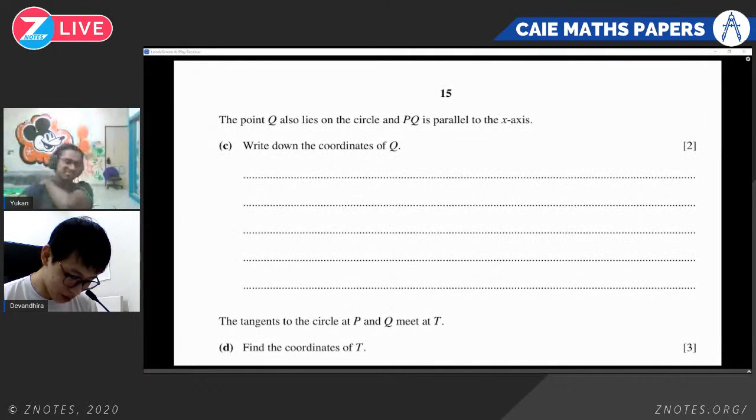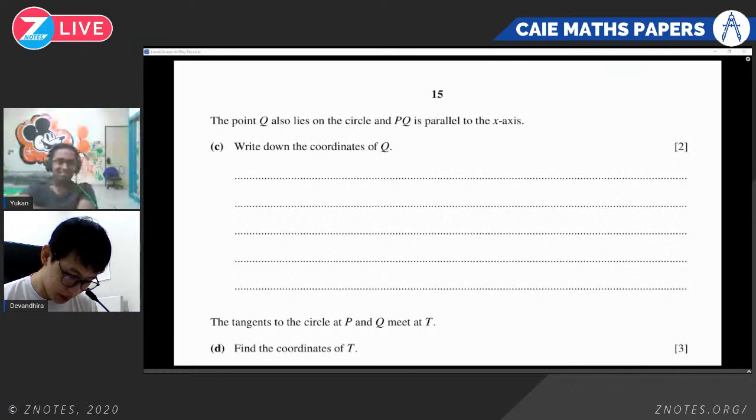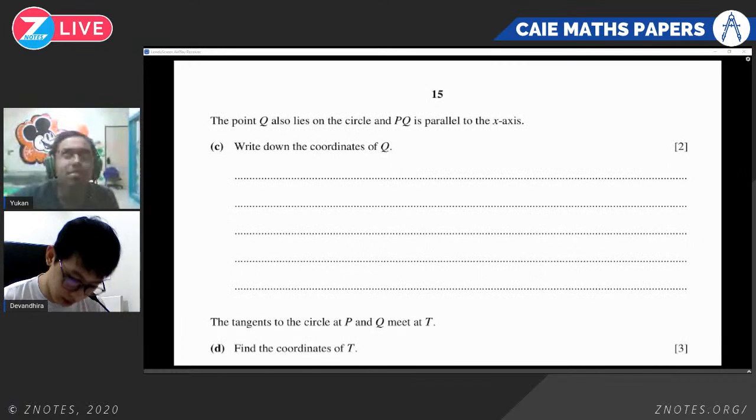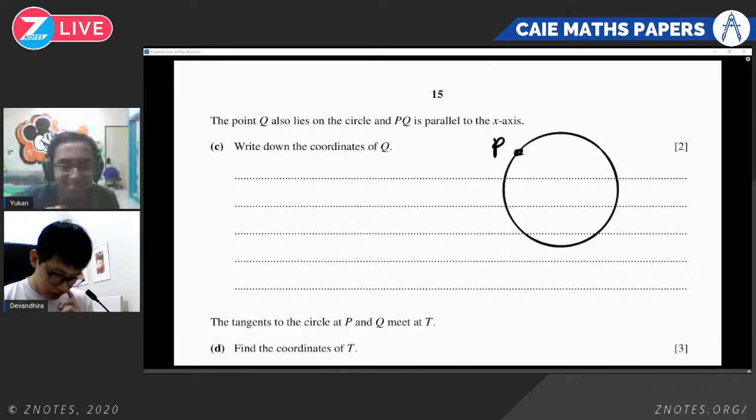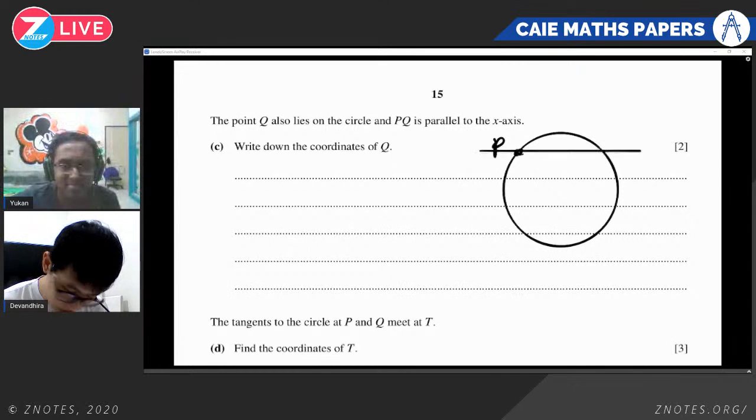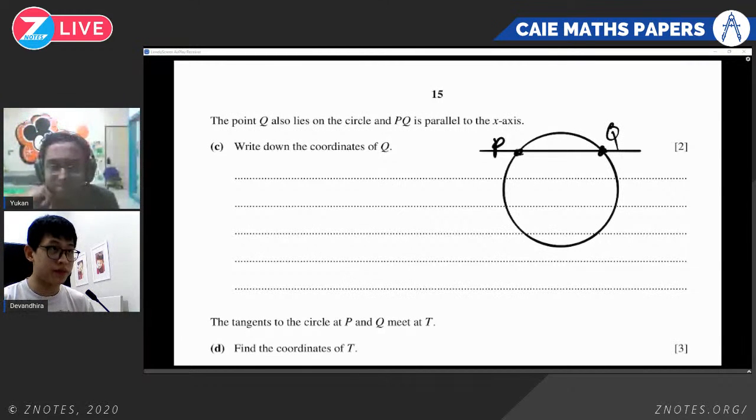The point Q also lies on the circle, and PQ is parallel to the x-axis. Let's draw the circle again. So we have P right here. Q also lies on the circle, and the line PQ is parallel to the x-axis. That means, let's draw a line parallel to the x-axis. Therefore, Q has to be right here. Correct? Is that right?